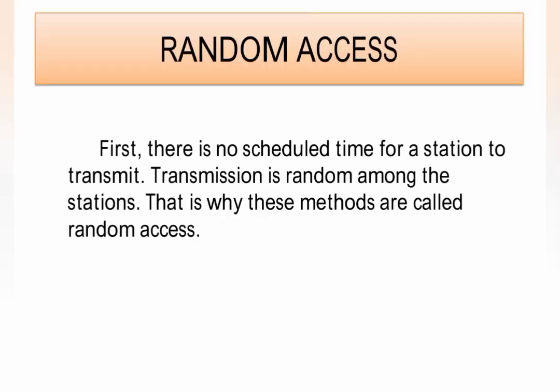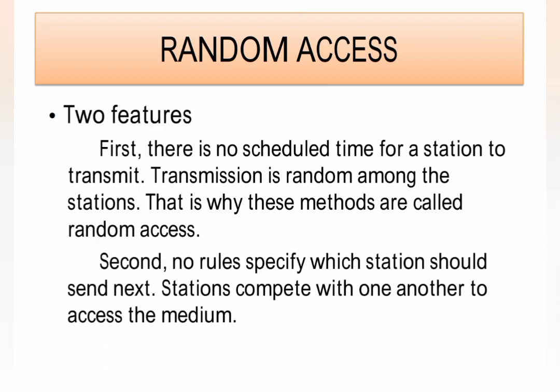So there are two features of the random access protocol. The first one is that there is no scheduled time for a station to transmit. Transmission is random among the stations. That is why these methods are called random access. If a station has some data, it will transmit, and it won't check whether the medium is free. So transmission will be random among the stations. That is why it is called random. There is no particular time for the station to transmit.